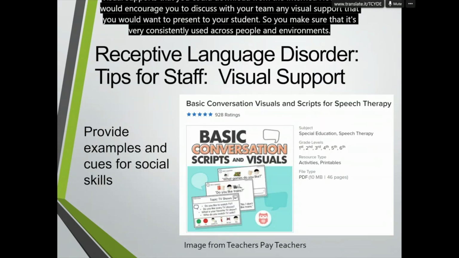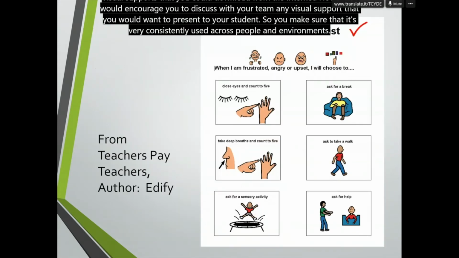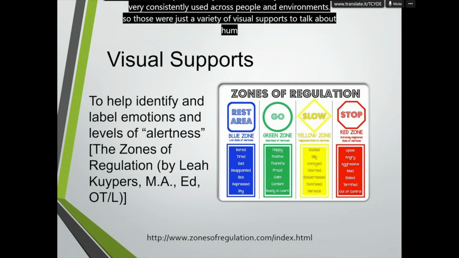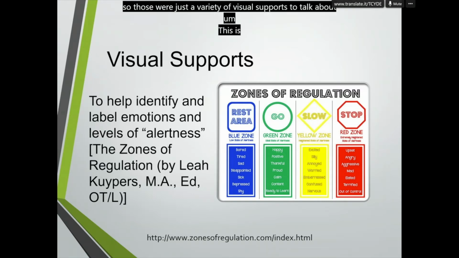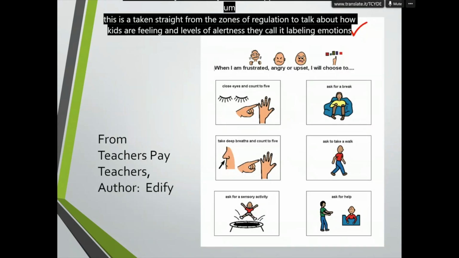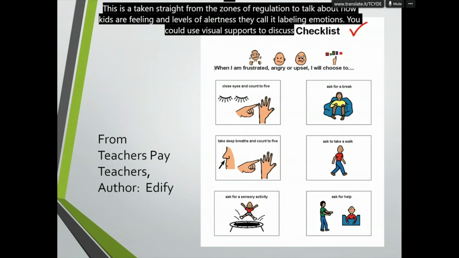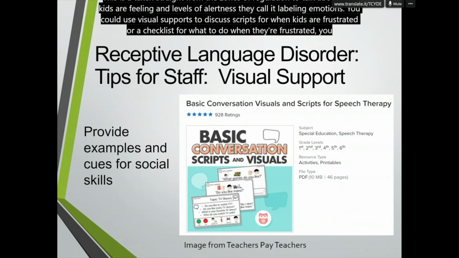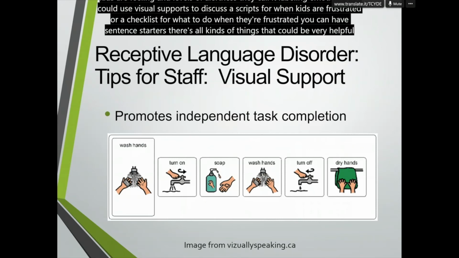So those were just a variety of visual supports to talk about. This is taken straight from the Zones of Regulation to talk about how kids are feeling and levels of alertness, they call it labeling emotions. You could use visual supports to discuss scripts for when kids are frustrated, or a checklist for what to do when they're frustrated. You can have sentence starters. There's all kinds of things that could be very helpful for language skills and visual supports.